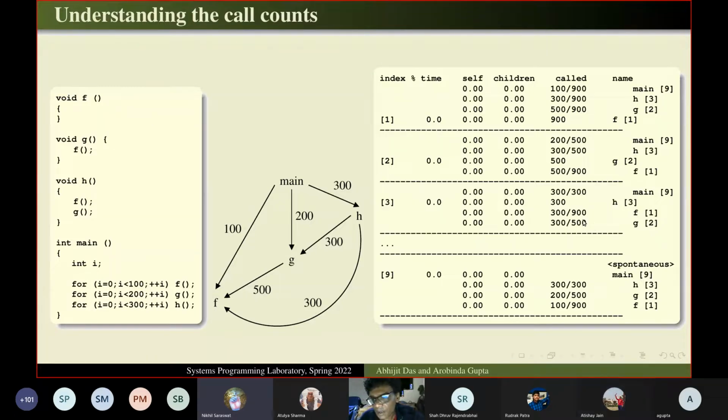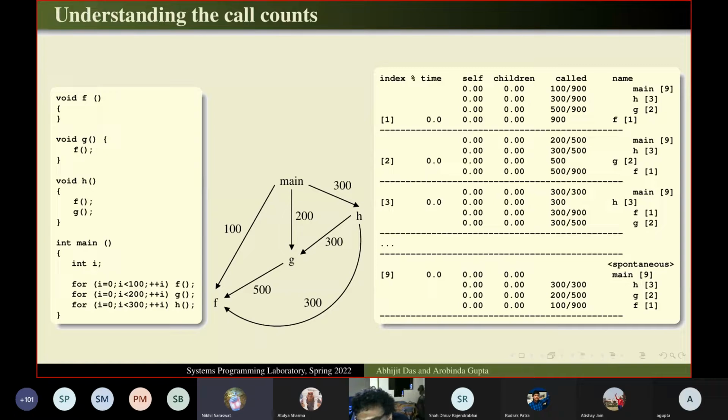Okay, and main is not called by anybody, so that's why it is said to be spontaneously called. But it calls H 300 times, G 200 times, F 100 times. Out of 300 calls of H, 500 calls of G, and 900 calls of F.